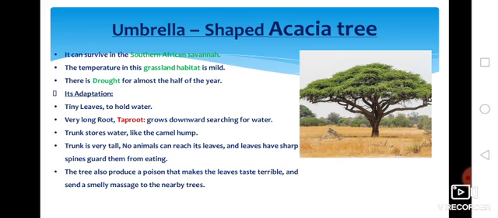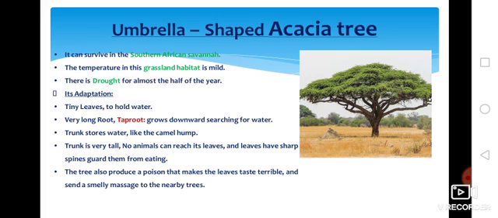To talk about the Acacia tree, we have to know a place called the savanna. The savanna is a forest located in southern Africa. The temperature in the savanna is mild, but there's a lack of water. The savanna has a drought most of the year, so the habitat there is grassland habitat.